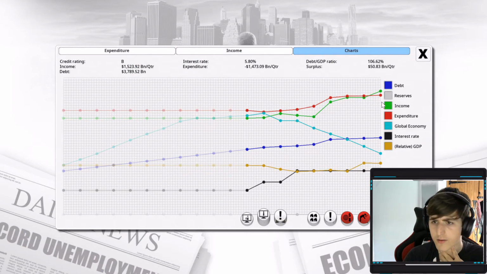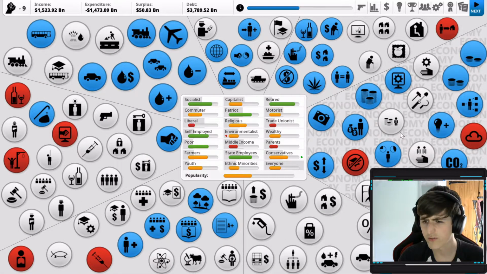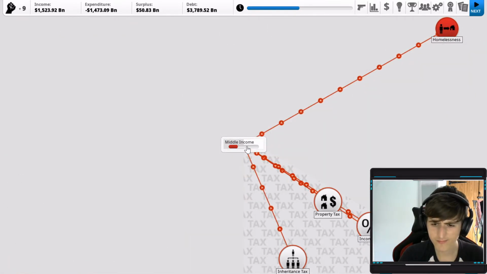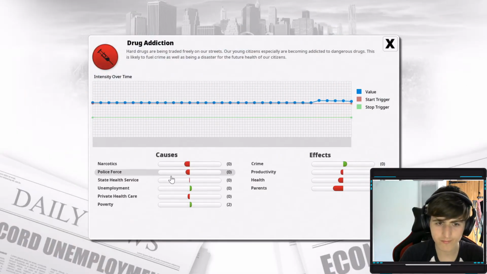So how did that happen? Income spiked. GDP must be improving. It is a little bit, but not too much. That's really weird. So, yeah, middle incomes hate income tax, don't they? They don't like homelessness, like anybody. Parents don't like the drug addiction. Yes, this is something I think I'm going to have to start getting involved in now, aren't I?